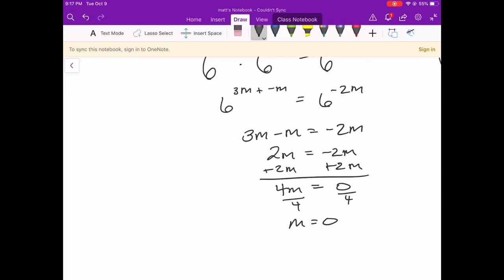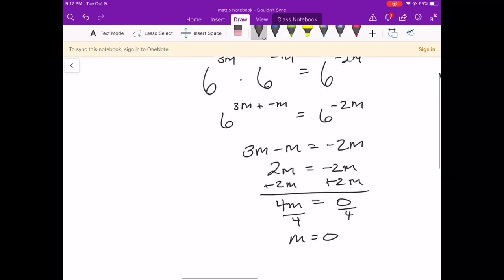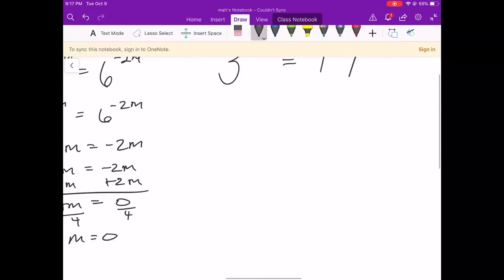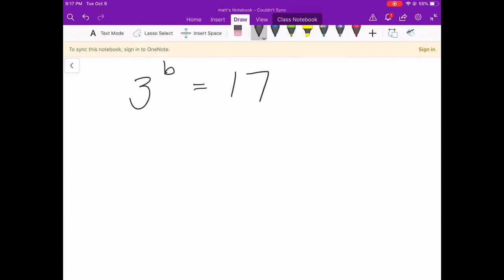And 0 is okay. 0 is a number. 0 is fine. If you plug a 0 in, I would get the same thing on the left as I do on the right. 0 does not mean you did anything wrong. Now I've got a scenario where I don't have like bases, and I don't have the ability to rewrite 17 as 3 to some power.